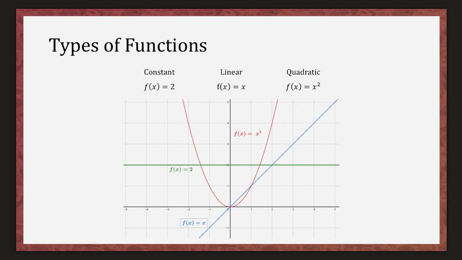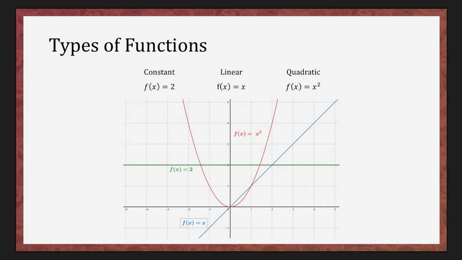Now for the equation for a constant function, there actually is no variable. It's just a constant term, which is 2. For a linear function, we have an input variable, it's x, and the exponent of x, there's nothing there, so that means it's to the first power. For the quadratic function, we have an input variable x, and it's being squared. It's being raised to the second power.